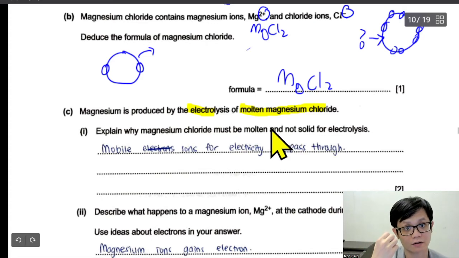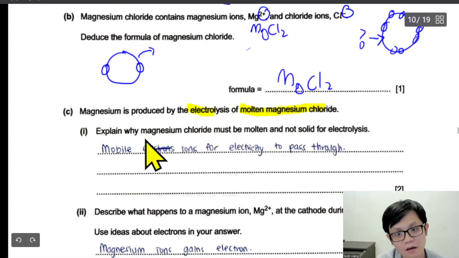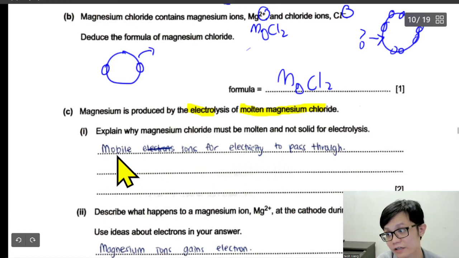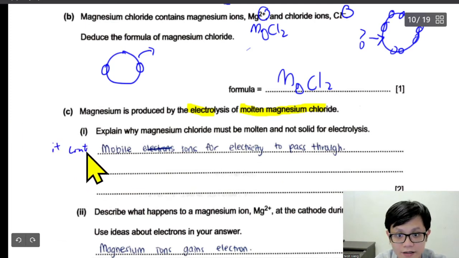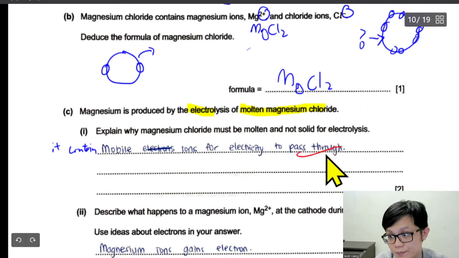and withdraw the magnesium. Explain why magnesium chloride must be molten and not solid. So this is an easy question. Mobile ions for electric to pass. This is the answer given by a student, but maybe the student can improve by saying it contains mobile ions for electric current to pass through. Okay, so I just add some words: it contains mobile ions for electric current to pass through, correct or not?